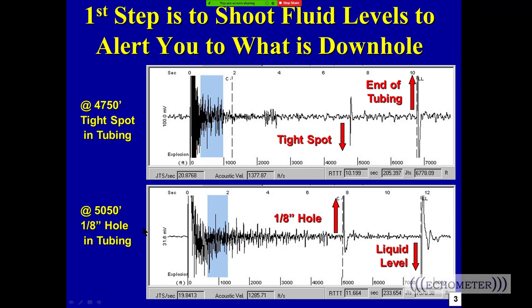Now this is another plunger lift well, and the plunger was coming to the surface only about 20% of the time, so the operator caught the plunger and shut the well in overnight. He came back in the morning and shot the fluid level, and he could see the upkick at the hole in the tubing and a downkick, with liquid still in the tubing above the hole. So he could see what's wrong in both of these fluid level shots.